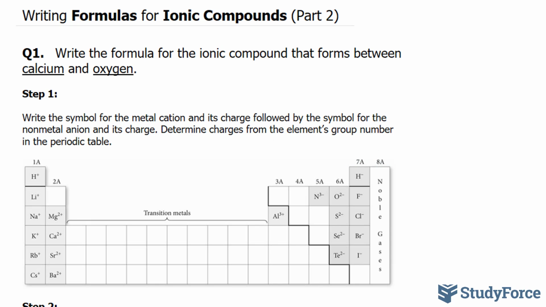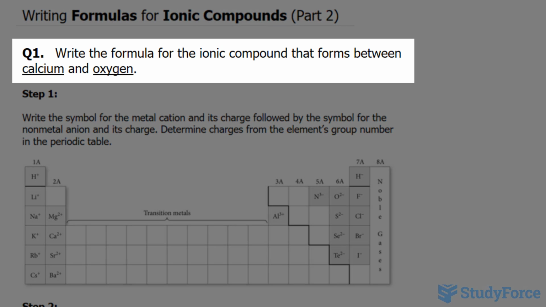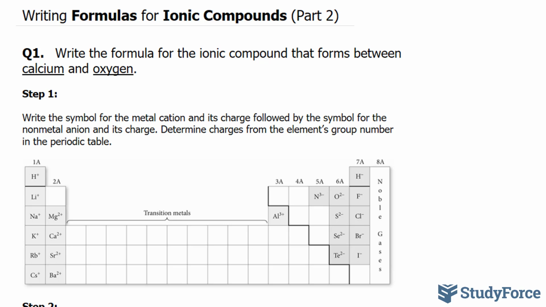In part 2 of this lesson, I'll show you 2 more examples on how to write formulas for ionic compounds. In question 1, they want us to write the formula for the ionic compound that forms between calcium and oxygen. It's an ionic compound because we have a metal coming together with a nonmetal.